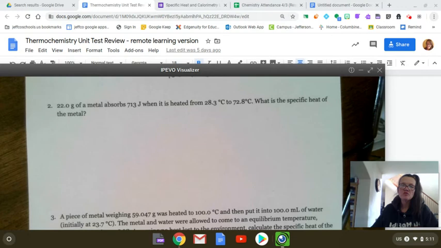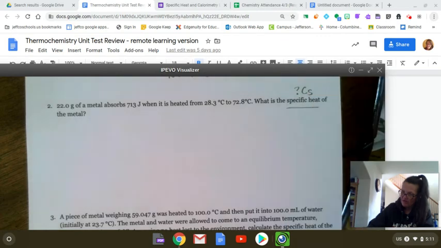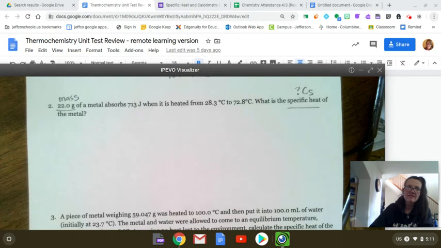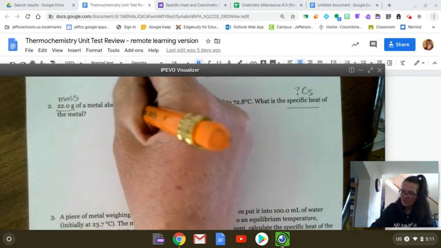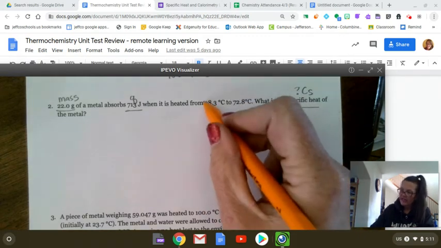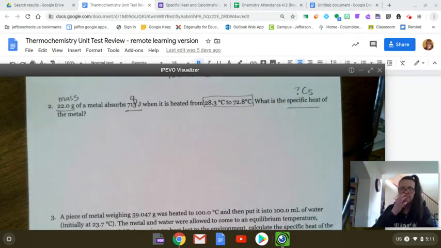I have 22 grams of metal that is going to absorb 713 joules when it's heated from 28.3 degrees Celsius to 72.8 degrees Celsius. What is the specific heat of the metal? So I'm looking for specific heat this time, right? My mass is 22 grams, so there's my mass, right? And the energy involved is 713 joules, so that's my Q. And then here I can find my change in temperature, okay?